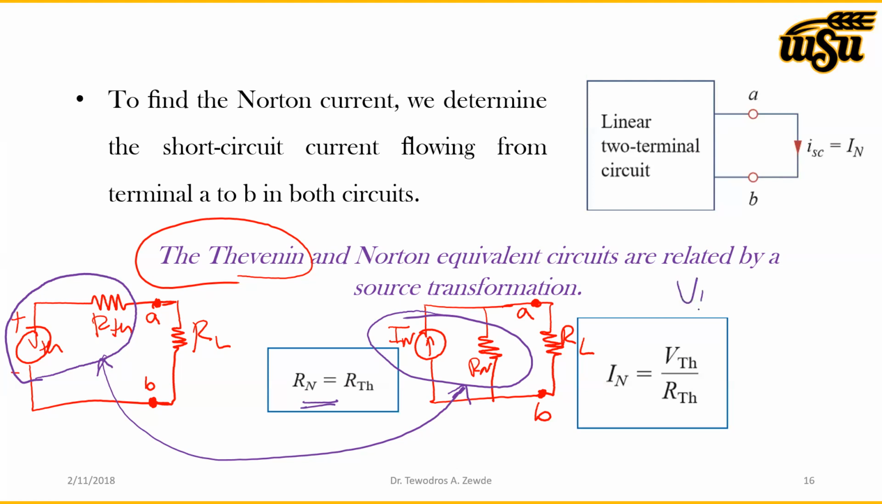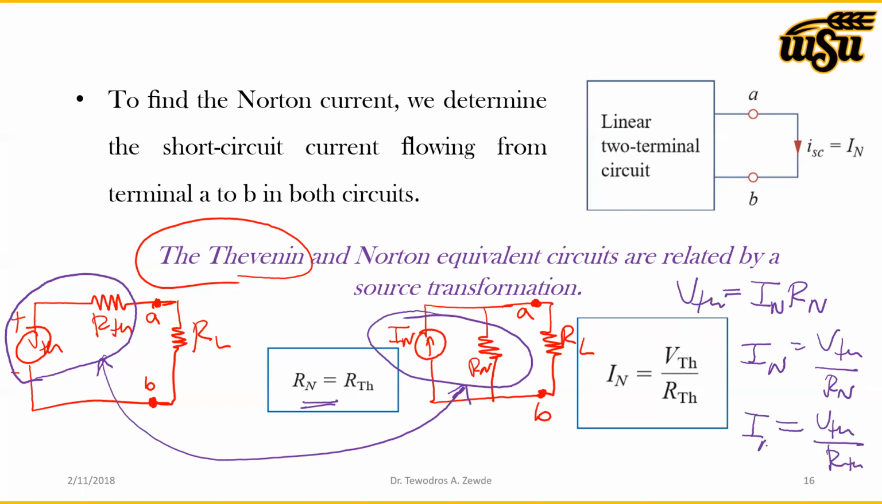VTH and RN can be related through Ohm's law. So VTH is nothing but IN times RN. Therefore IN is VTH over RN. But since RN and RTH are equal, this is equal to VTH over RTH. That's IN. So we are using source transformation to go from Thevenin to Norton, or from Norton to Thevenin. So you can determine one if you have the other equivalent circuit.